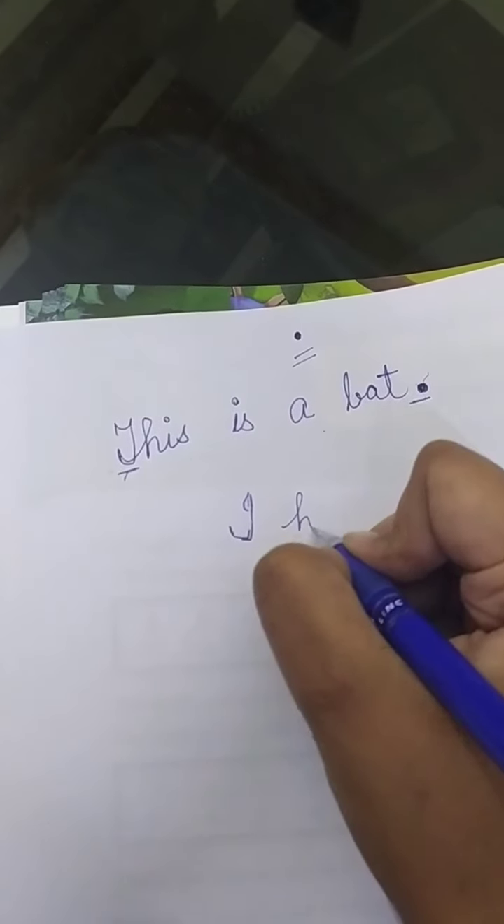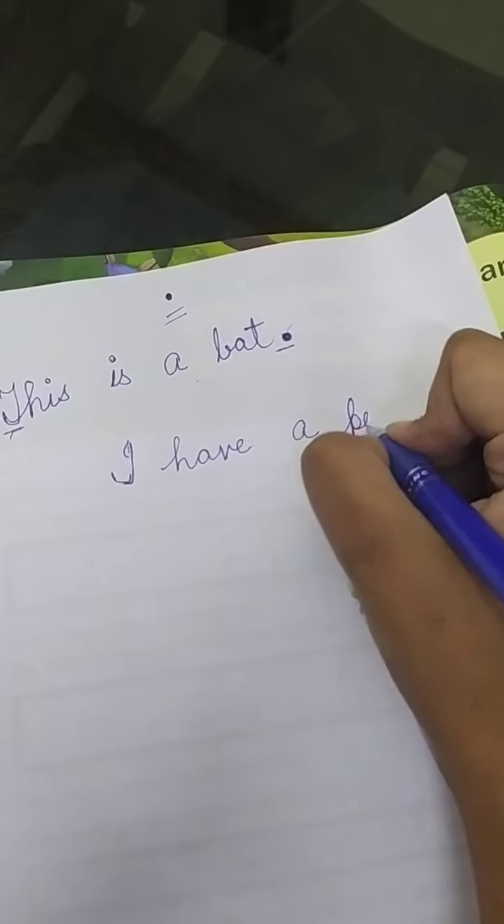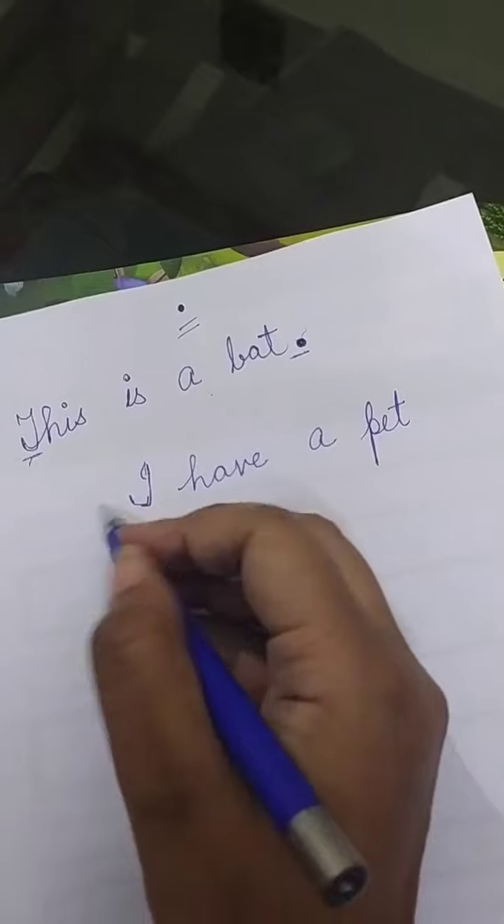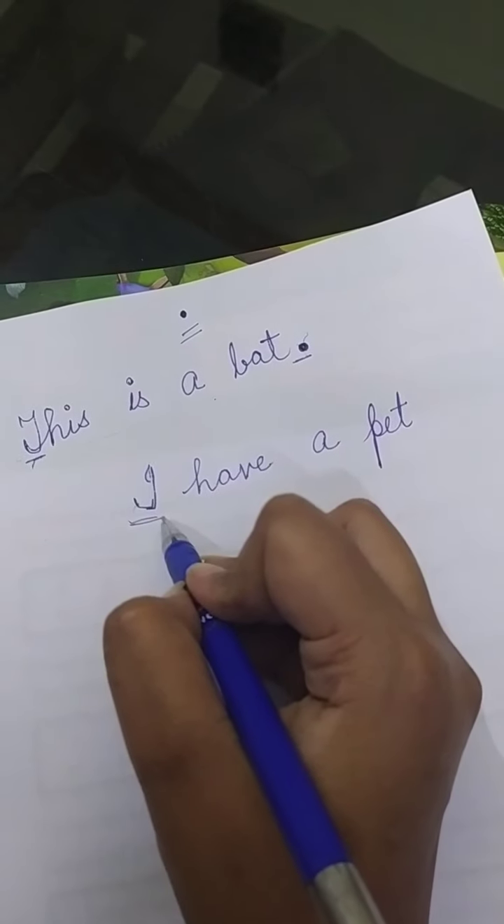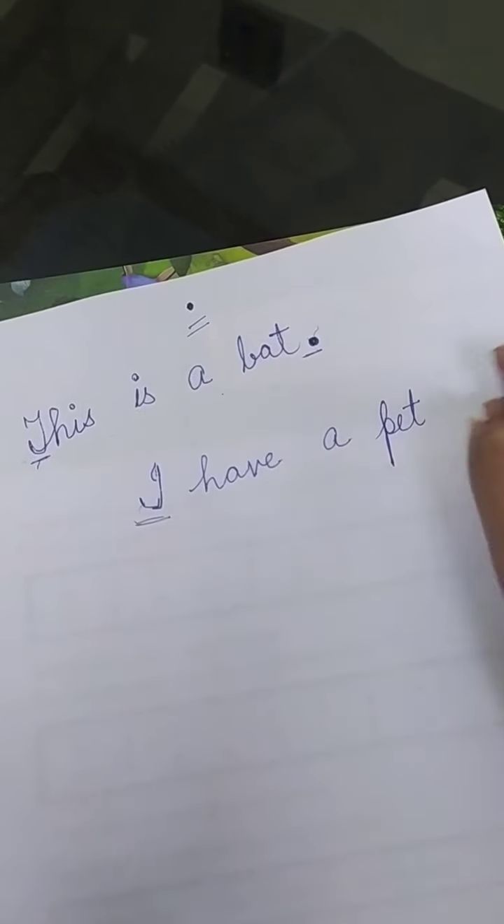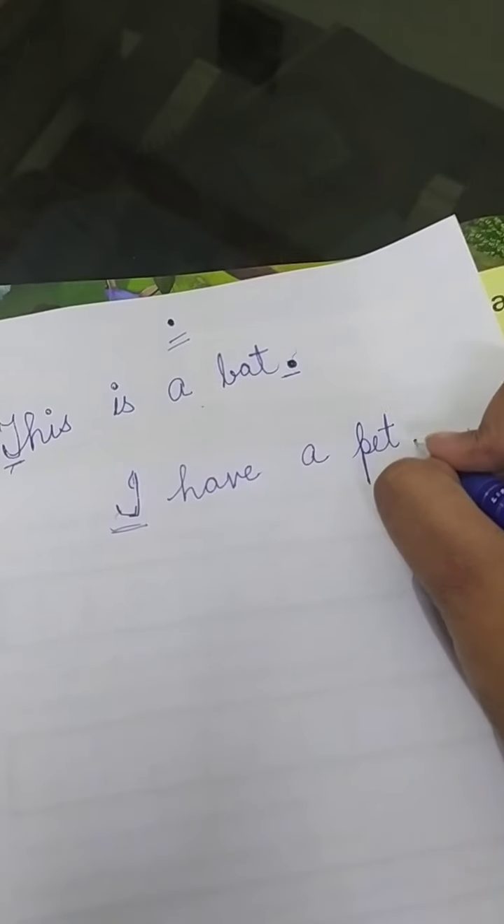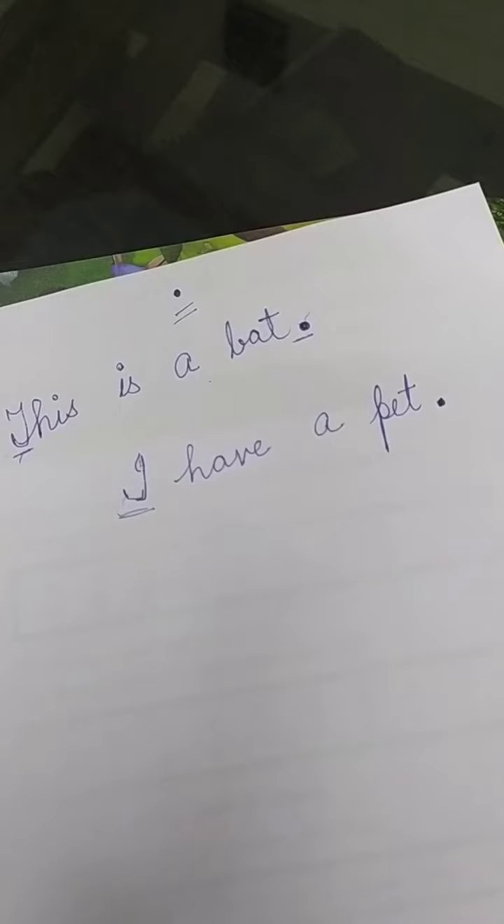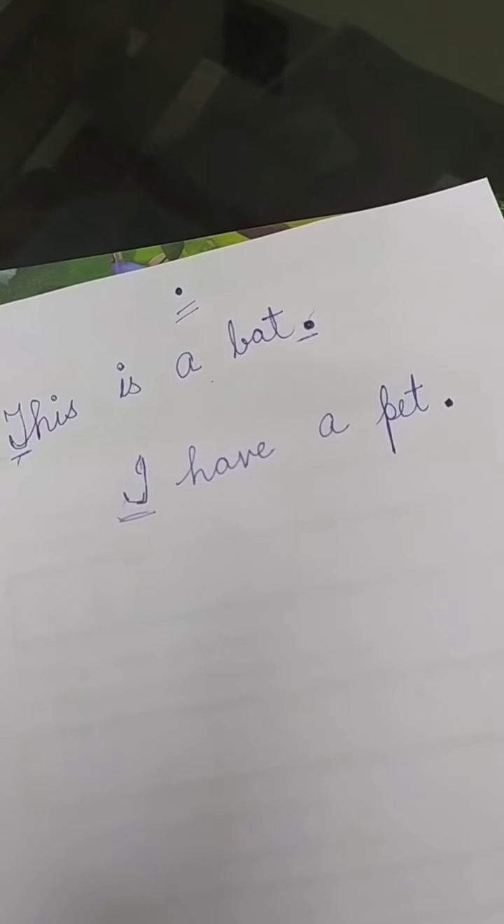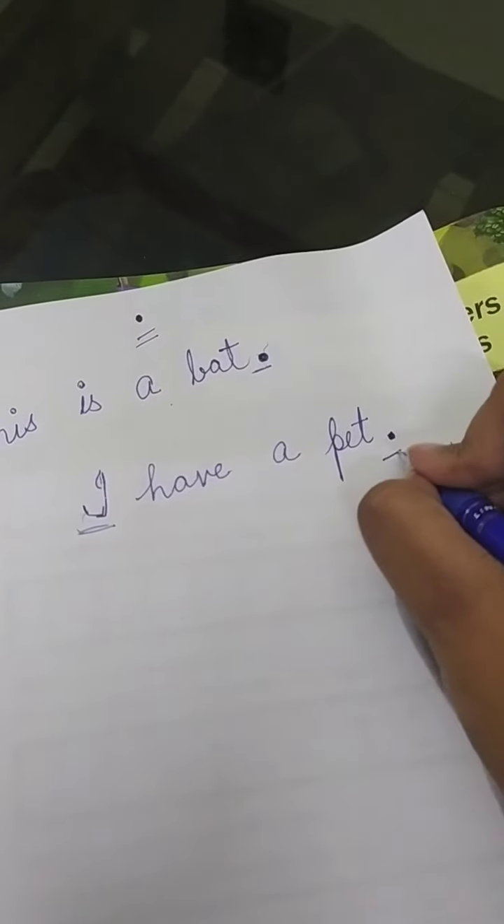I have a pet. I have a pet. See, I have started the sentence with capital letter. Now, the sentence is over. So, in last I will put full stop. Have I put full stop? Yes. This is your full stop.